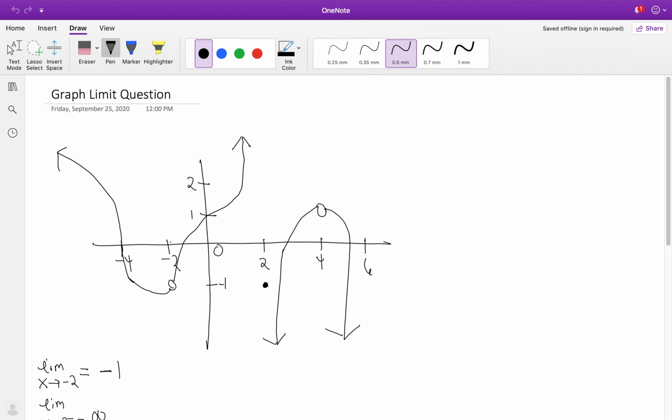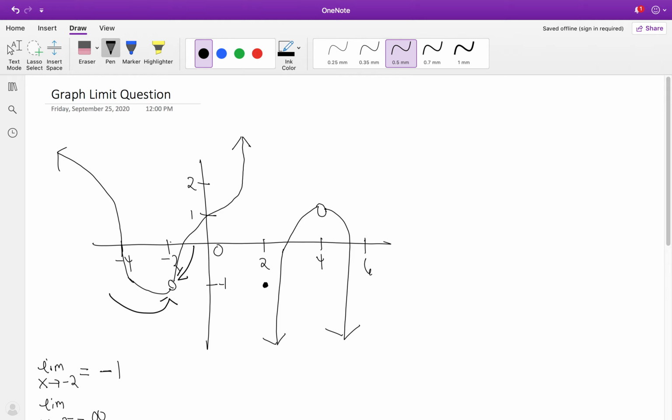So limit as x approaches negative 2 is the first one. So we use the curve to approach negative 2 from the left side. So I'm going to approach it from this side. And then we approach it from the right side. So I'm going to approach it from this side. Now this point doesn't have to exist for the limit to exist.